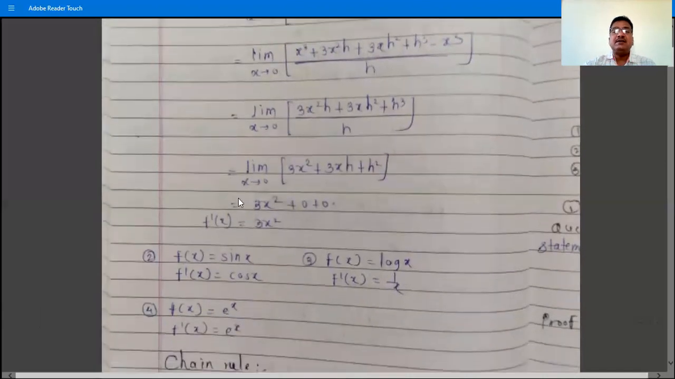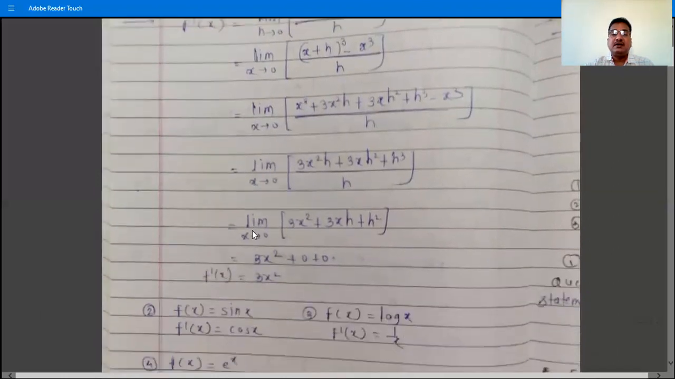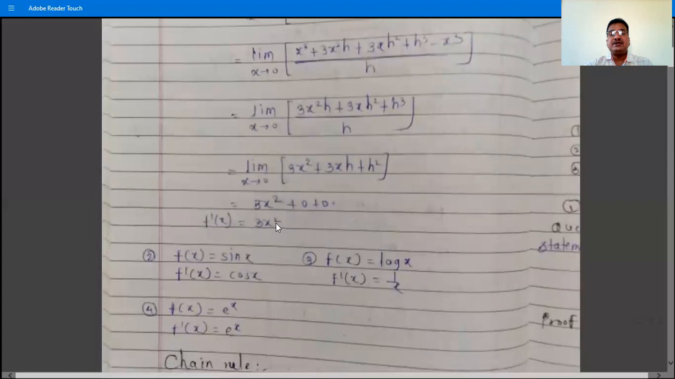And then take the limit as h tends to 0. It is not x tends to 0, it is h tends to 0. Then substitute h as 0. So 3x square is constant with respect to the limit, so its limit is itself, 3x square. But the limit of 3x into h is 0, since 3x into 0 is 0. h square, 0 square is 0. And therefore f dash x is 3x square.